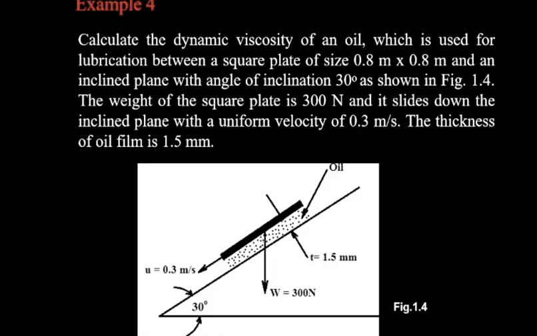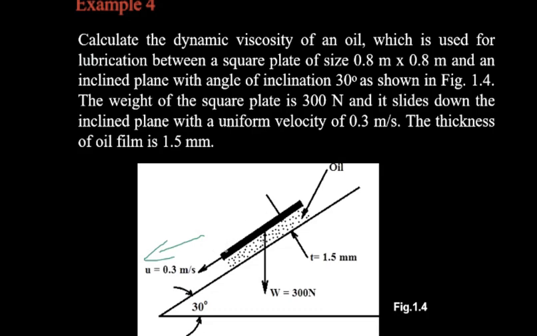example we'll see. Calculate the dynamic viscosity of an oil which is used for the lubrication between a square plate of size 0.8 meter into 0.8 meter and an inclined plane with an angle of inclination 30 degree as shown in figure. The weight of the square plate is 300 Newton and it slides down the inclined plane with uniform velocity of 0.3 meter per second. The thickness of the oil film is 1.5 mm. Here see, the weight of the square plate is 300 Newton.